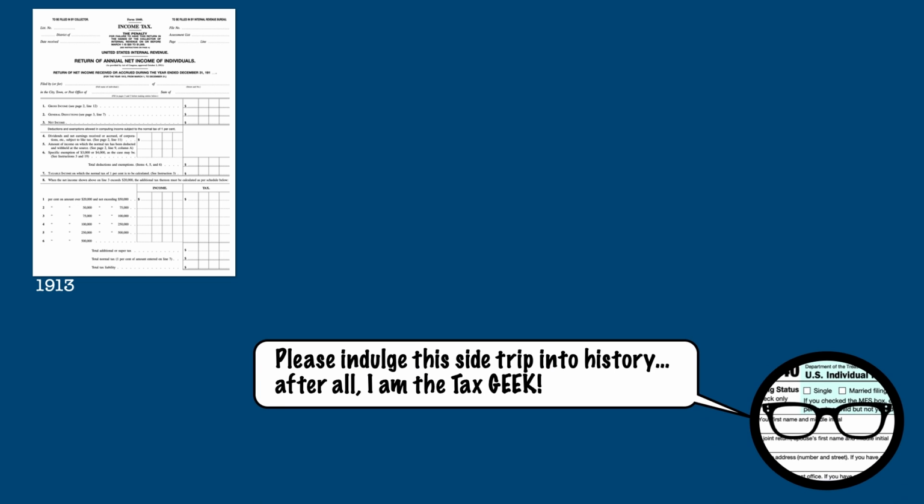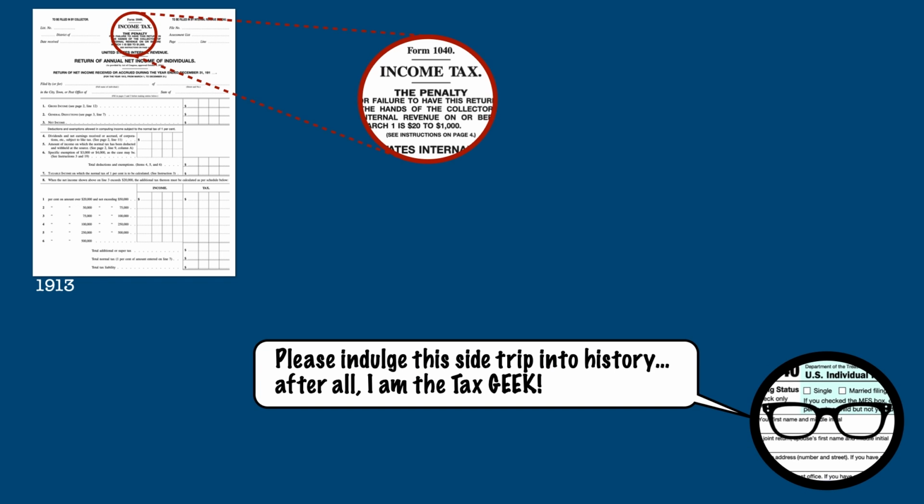Form 1040 has been around since the modern income tax was enacted in 1913. The form is numbered 1040 simply because this was the next number in the form numbering sequence established when the IRS, then called the Bureau of Internal Revenue, was created in 1862. The form has evolved a lot over the last 110 years.